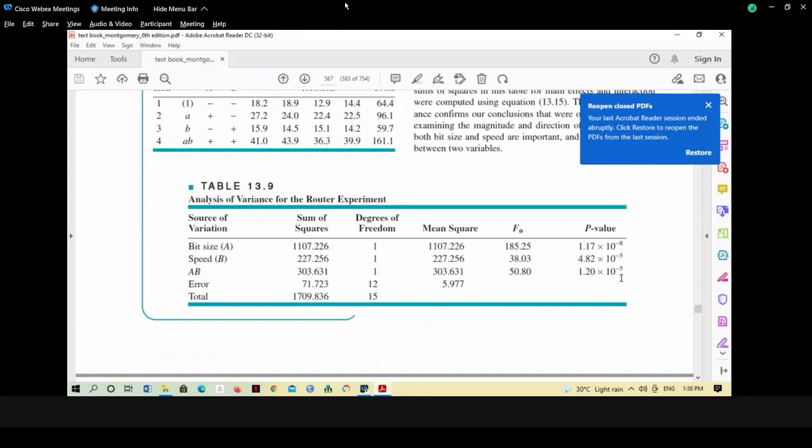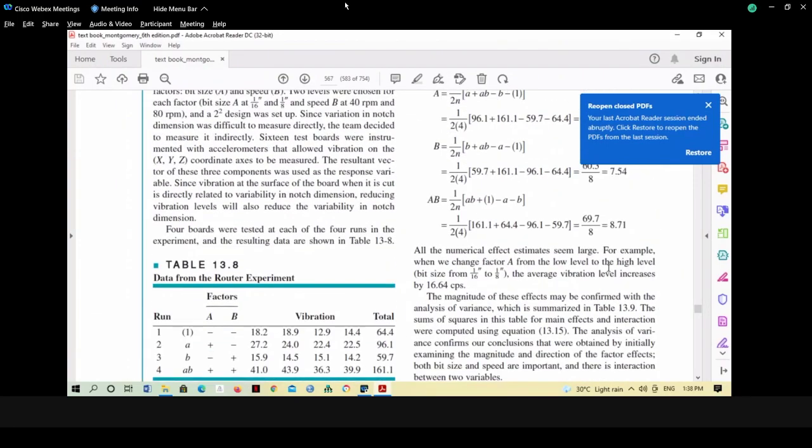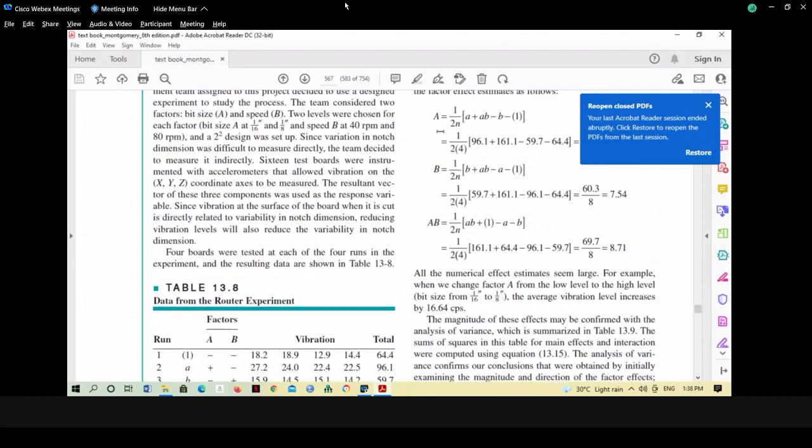Okay, 2x2. Let's review. This is a 2x2 example. Similarly for effects, right? Effect of A, this one. Let me use the highlighter so that you all can follow my lecture. This is a 2x2 experiment.